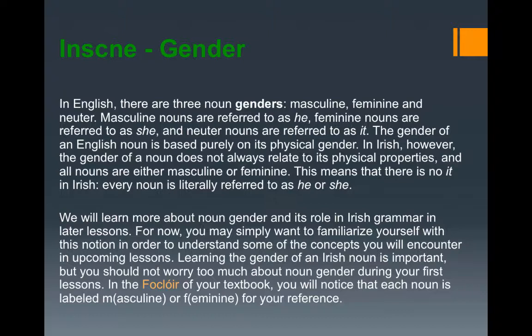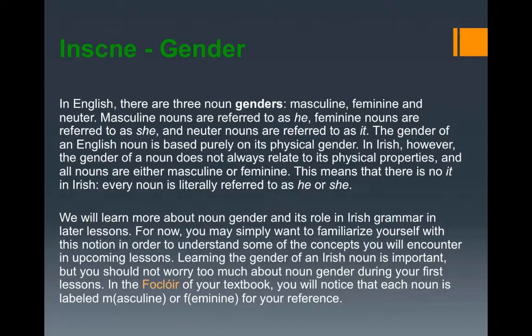In Irish, however, the gender of the noun does not always relate to the physical properties, and all nouns are either masculine or feminine. This means that there is no it in Irish. Every noun is literally referred to as he or she. We will learn more about noun gender and its role in the Irish grammar in later lessons. For now, you may simply want to familiarize yourself with this notion in order to understand some of the concepts you'll encounter in the upcoming lessons.